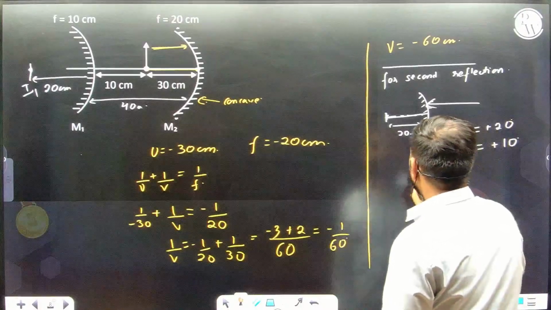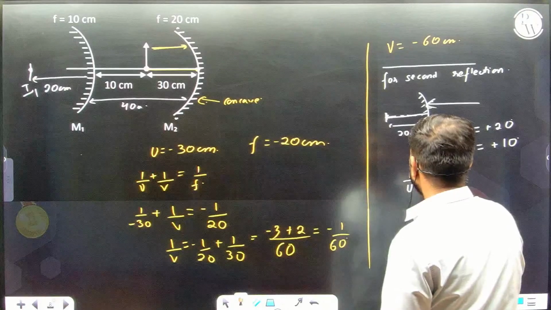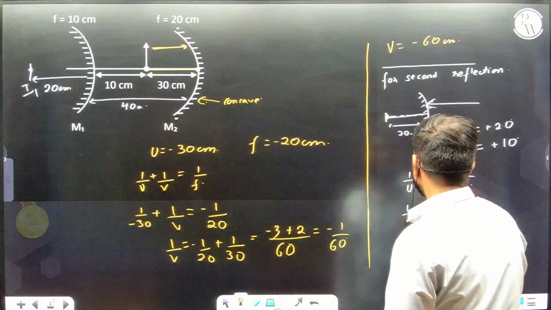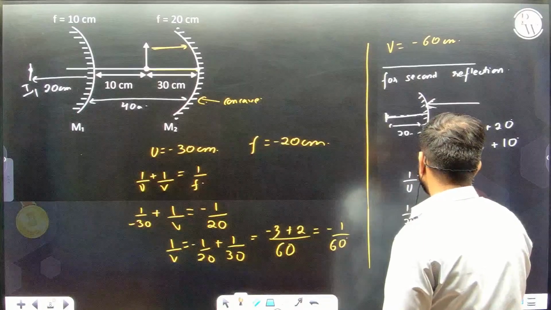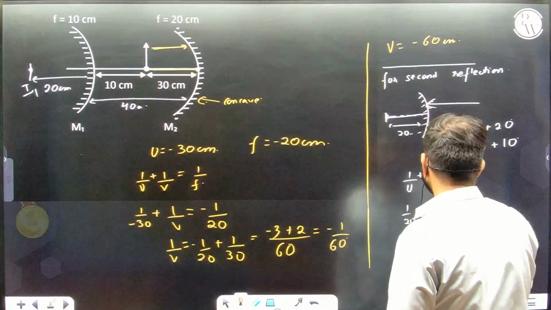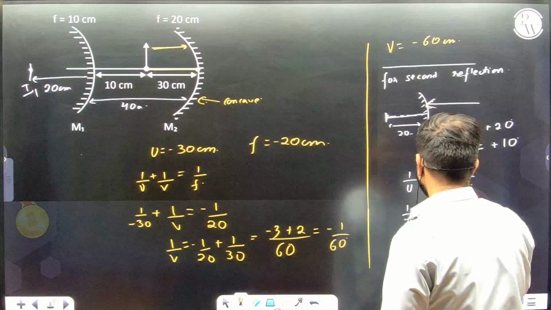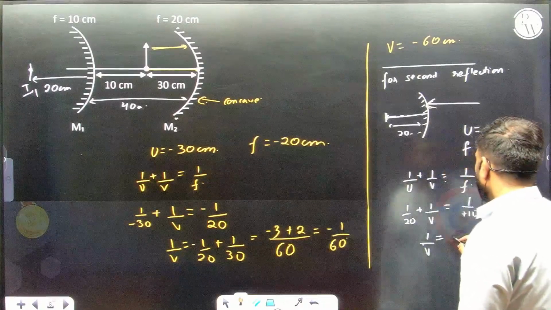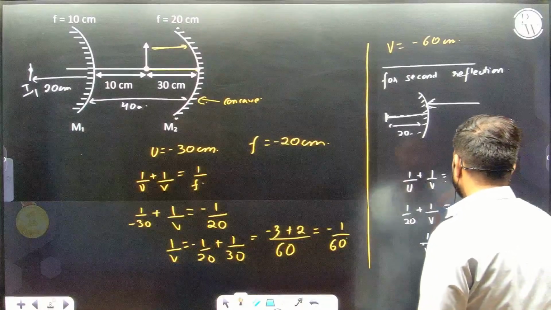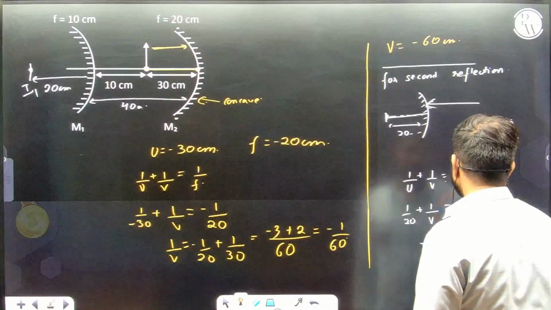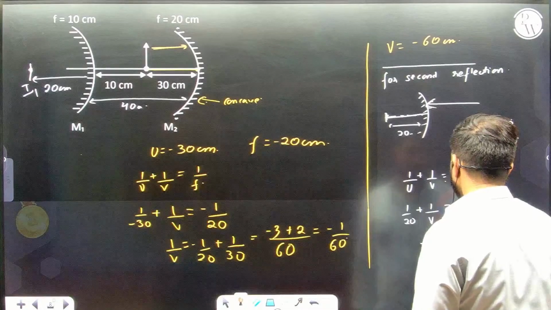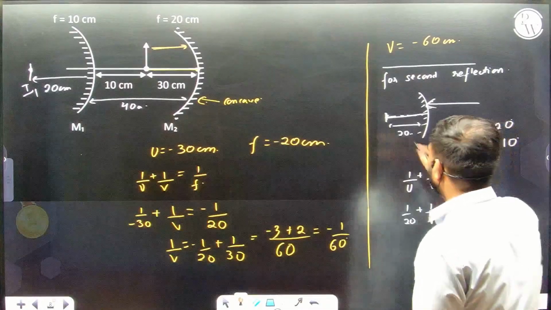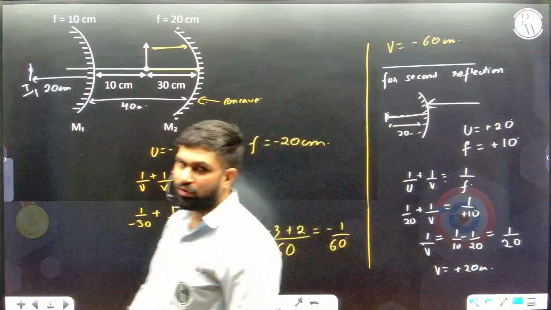So let's put the formula. 1 by V plus 1 by U is equal to 1 by F. U is 1 by 20, 1 by V, and then F is 1 by 10. Take this on the other side. So 1 by V will be 1 by 10 minus 1 by 20, that is 1 by 20 only. So V is plus 20. That means the final image is formed here itself, at that point.